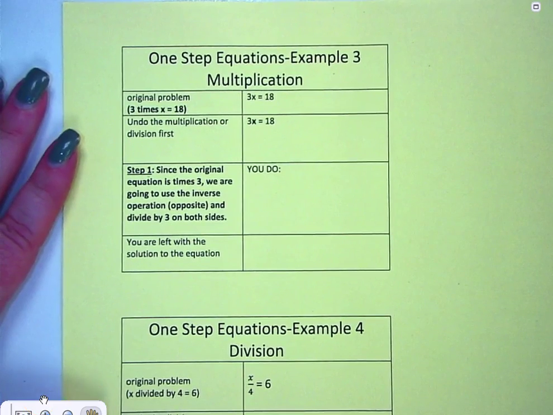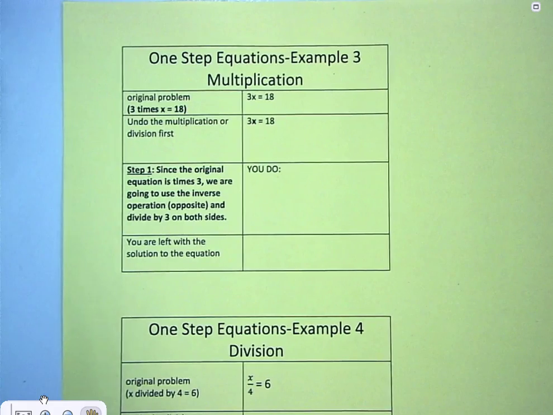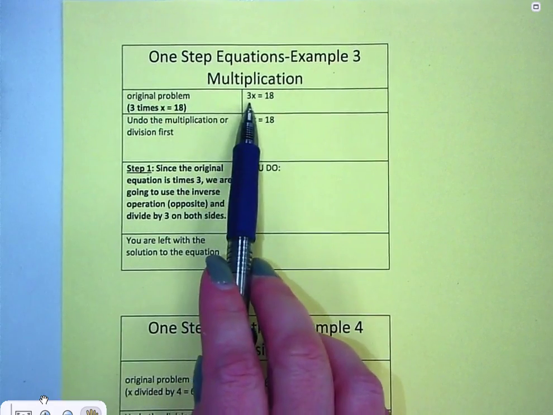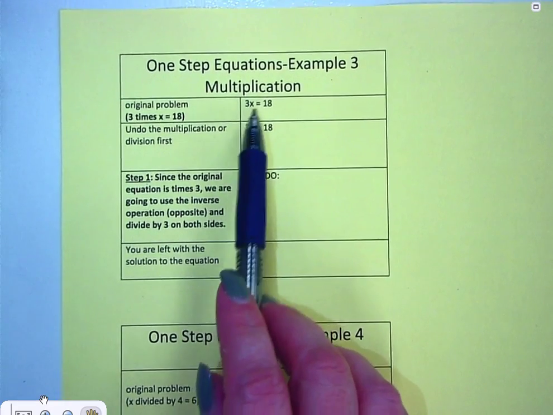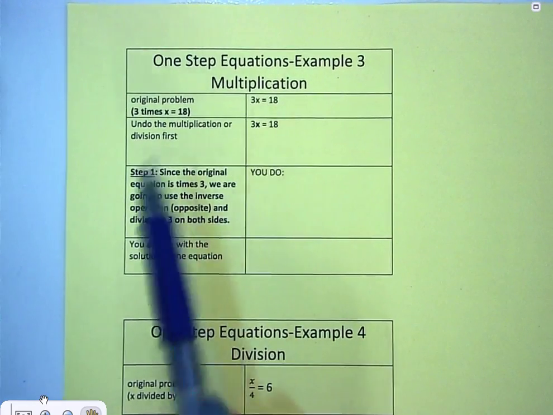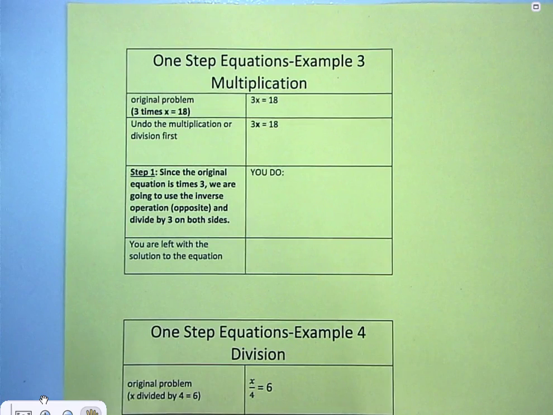All right, we're going to continue one-step equations today, but we're going to talk about multiplication and division equations. Let's look at this original problem. 3x equals 18. What does that mean, 3x equals 18? What's the math that you're going to do? What do you think, Zane?